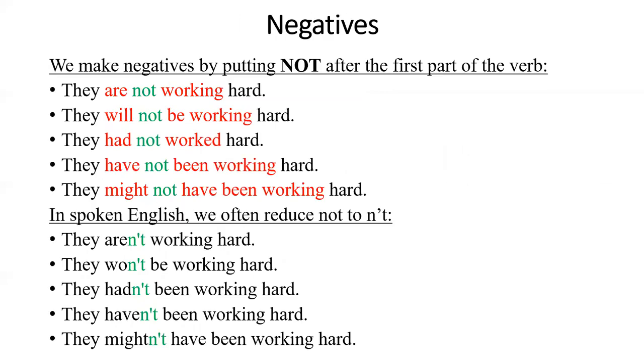Now we move to the negatives. And how do we make negatives in English? We make negatives by putting not after the first part of the verb. I want to remind you the verb is made up of, or can be made up of, many helping verbs and the main verb. So if I want to make a negative, I have to use not after the first helping verb. This is exactly the same idea that I used for making yes/no questions.